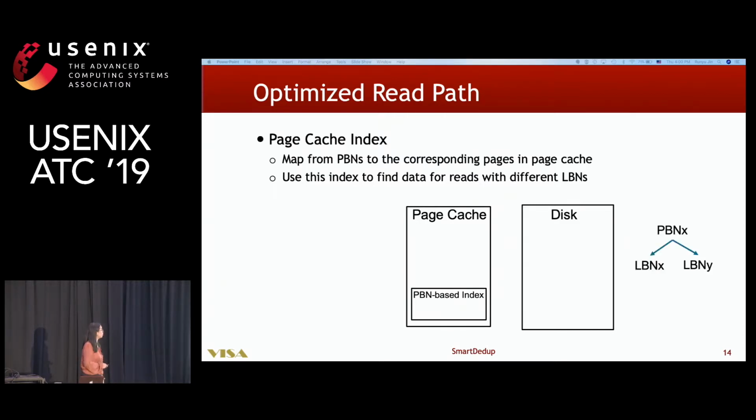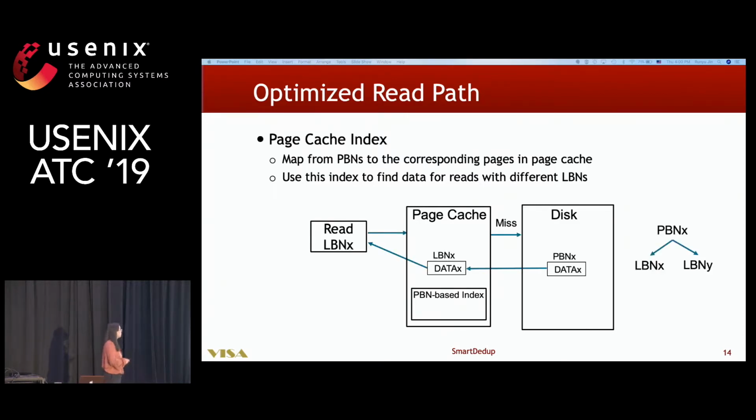Let's reuse our previous example. First we read LBNX, and everything remains the same, except this time we add the PBNX to DataX mapping in our PBN-based index. So later on, when we read LBNY, we first search the page cache, and it is a miss. Then we further search the page cache index using PBNX. This time, it can directly read the data from the page cache, and we can save a read here.